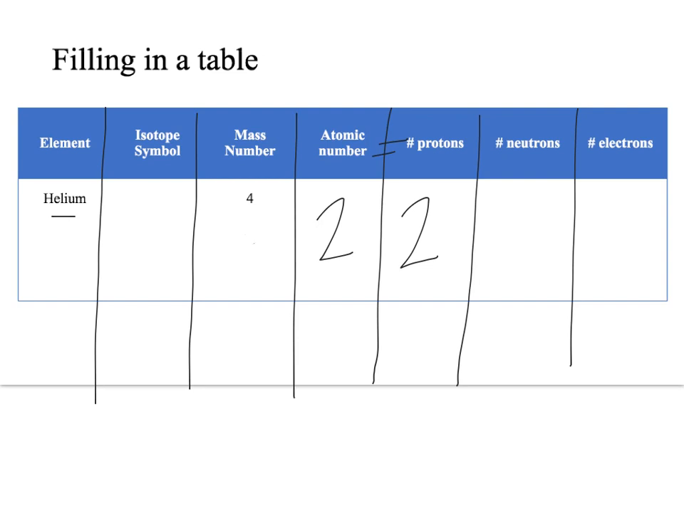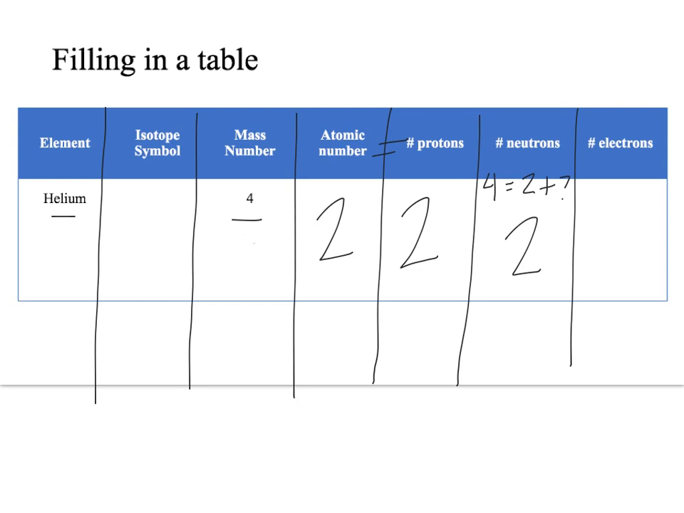Next, I'm going to look at what other information I have. So I'm also given that the mass number here is 4. And if we remember, your mass is equal to protons plus neutrons. So my mass is 4. I have 2 protons. And so how many neutrons do I have? Well, 2 plus 2 is 4.